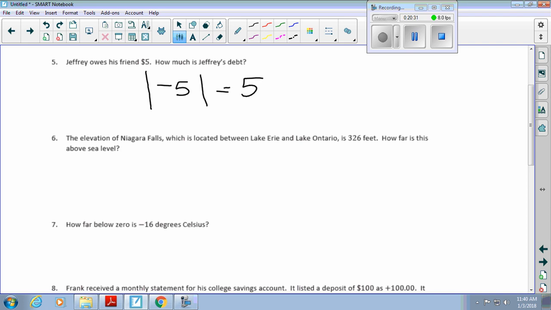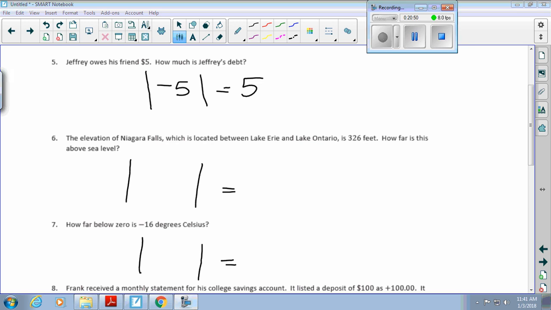Number 6 and 7, I'm going to give you about 30 seconds to do on your own. I want you to put what it's talking about and then what the magnitude of that is. I'm going to pause this for about 30 seconds and let's see if we can get the right answers.